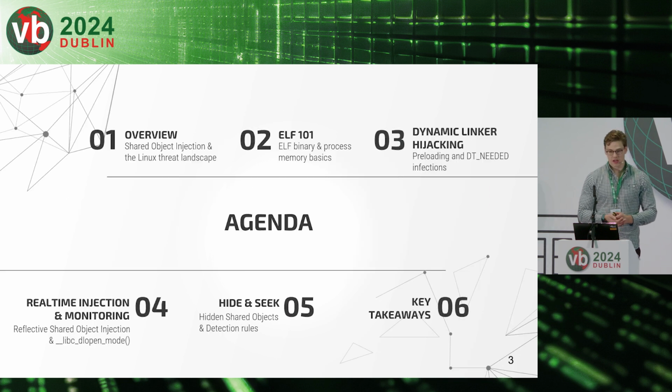So this is the agenda. First, we're just going to kick off with what shared object injection really is. Following that, how does it sit in this threat landscape? And then some ELF binary basics to get everyone up to speed. Then we're going to kick off with the first two techniques, which involve abusing the dynamic linker and how we might build good detection telemetry to detect this. And then we're going to look at real-time injection methods, doing a similar thing, and also look at how an attacker may hide a shared object, and then finally some key takeaways and a cheat sheet.